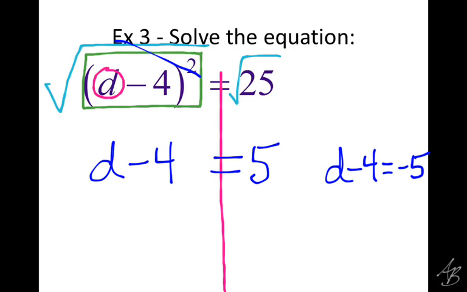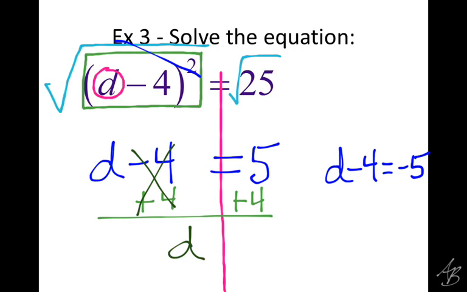All right, now we're not done. We still have to solve both of these equations. So let's just do this one first. If I have D minus 4 equals 5, what do I do to get the D by itself? What's that? Add 5, all right. So we're going to add 5 or 4? Sorry, add 4 to both sides. And when we add 4 on both sides, on the left side, those 4's cancel, leaving what? D. And on the right side, 5 plus 4 is? 9. Okay, so that's one answer.